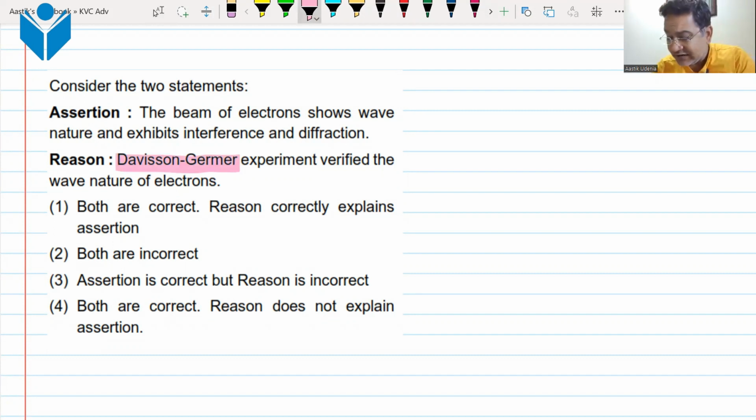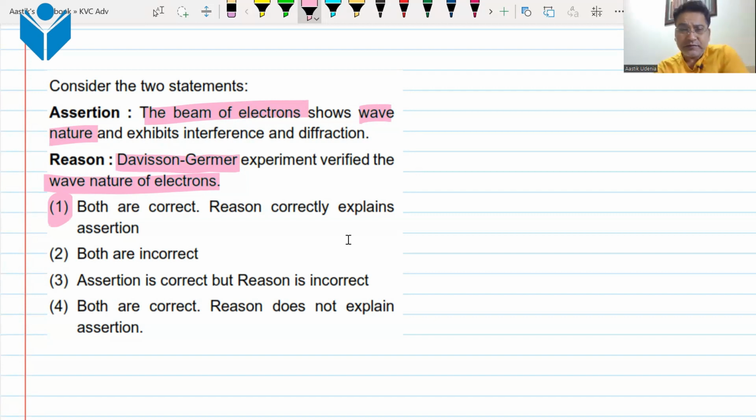Davisson-Germer experiment verified the wave nature of electrons. This experiment verified the wave nature of electrons, and a beam of electrons actually shows wave nature, and that was confirmed by this Davisson-Germer experiment. Therefore, the correct option is option 1. So remember this. Note this down. There are some questions which are based on your information, and this is the information that you must remember.